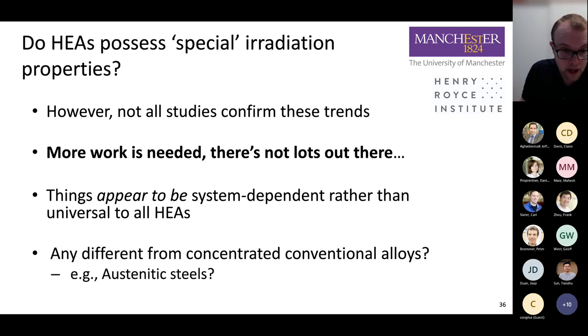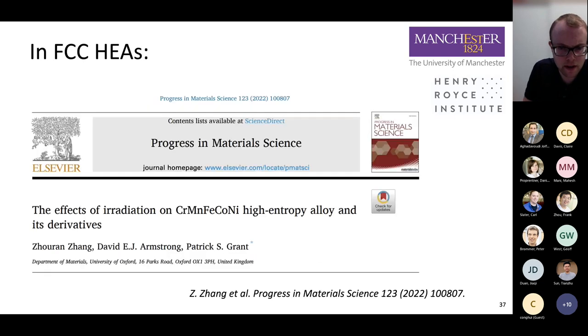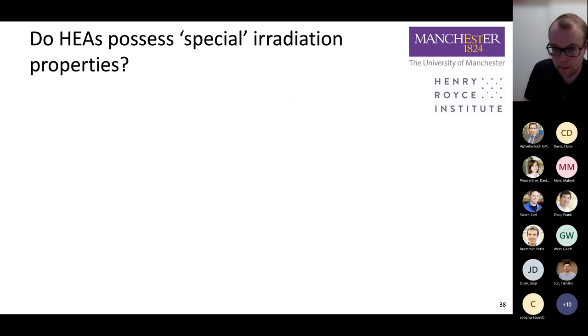Okay. And there's also a question about whether they're actually any different to conventional concentrated alloys. There's been a huge amount of work done in the past on hot austenitic steel, for nuclear applications. And are they actually any different to those steels? Now, if you are interested in particular in the FCC high-entropy alloys, I can recommend this review by Zhang, Armstrong and Grant from the University of Oxford that talks about irradiation in these Cantor-like alloys in a bit more detail.